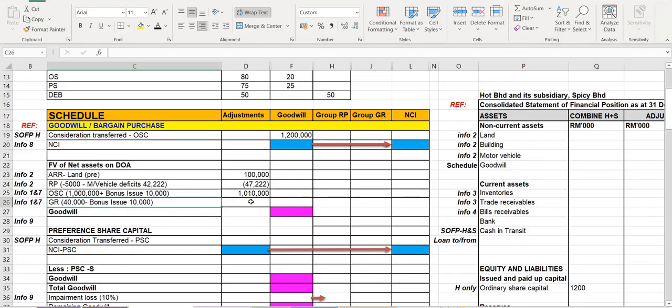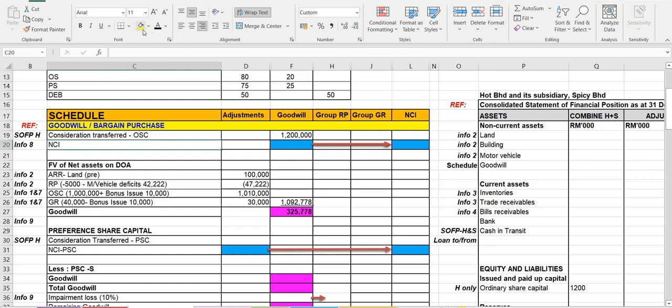So the bonus issue has reduced the general reserve down to 30,000 from 40,000. And therefore, the fair value of the net asset would be the figure here, 1,092,778, because you total up all these four figures here.